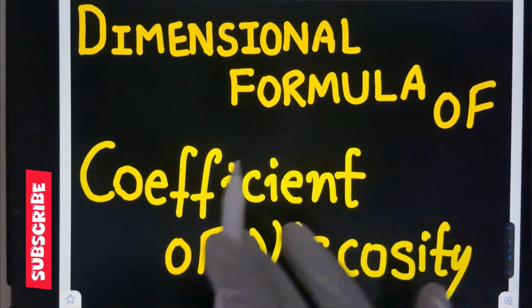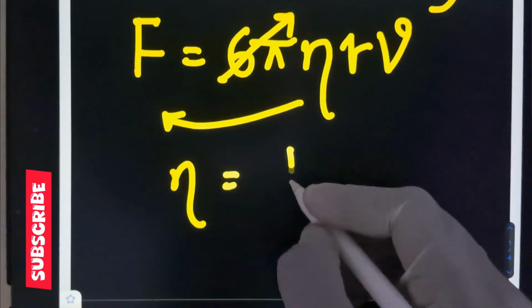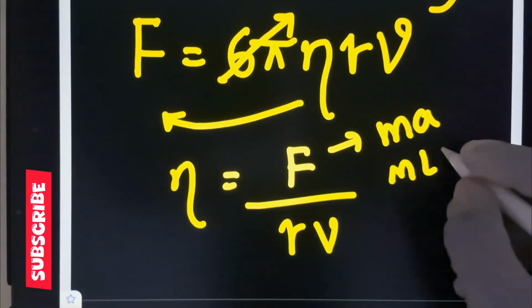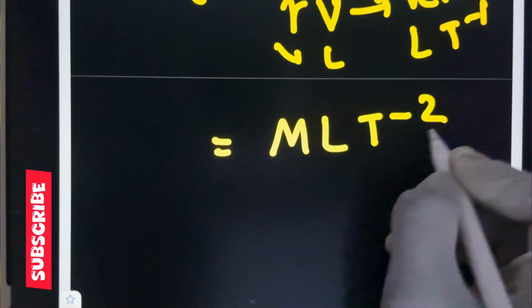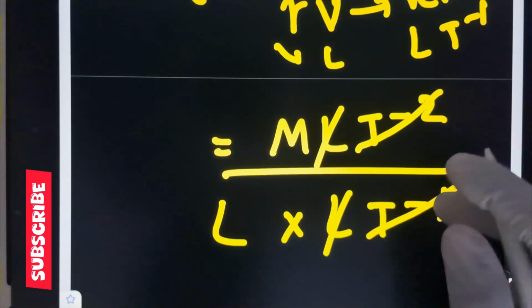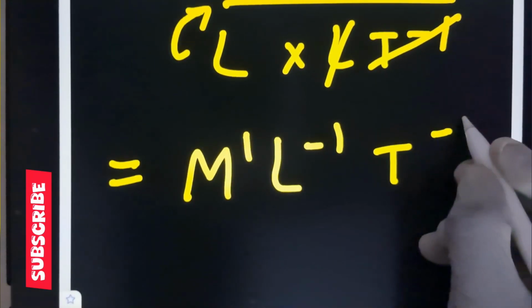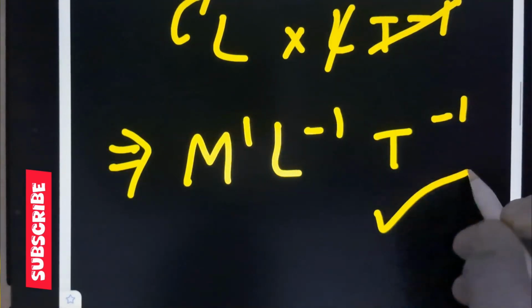Thank you. To find the coefficient of viscosity, the formula is F is equal to 6 pi eta R V. So after rearrangement, eta is equal to force F by radius R and velocity V. Here force is equal to m a, and it is m L t power minus 2, velocity is L t power minus 1, and radius is L or length L. So substituting them, m L t power minus 2 by L into L t power minus 1. We cancel the length and time. So we get m power 1 L power minus 1 and t power minus 1, and it is the dimensional formula of coefficient of viscosity. It is m power 1 L power minus 1 t power minus 1.